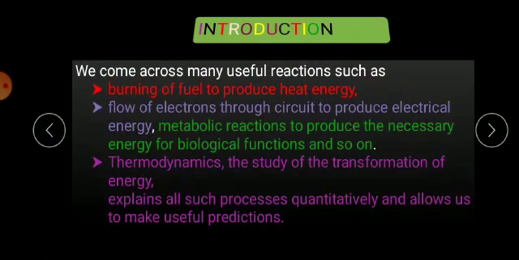First of all, in day-to-day life, we are seeing the burning of fuel to produce heat energy. Petrol, diesel, it produces heat energy. And the flow of electrons through the circuit produces electrical energy. If you switch on the light, it will be glittering, isn't it? Likewise, the flow of electrons is the reason. So this is also heat flow.